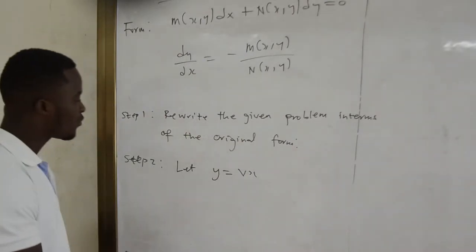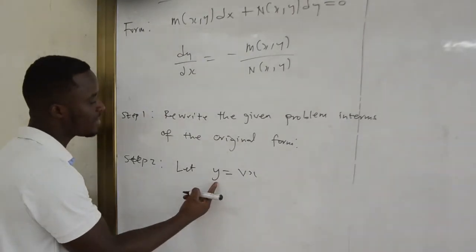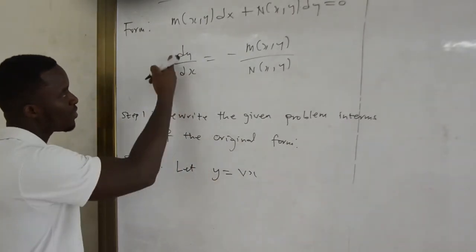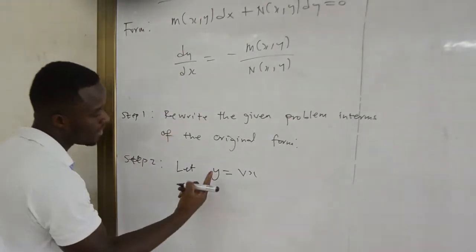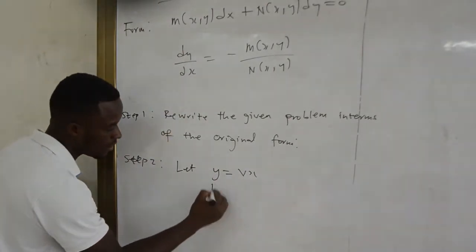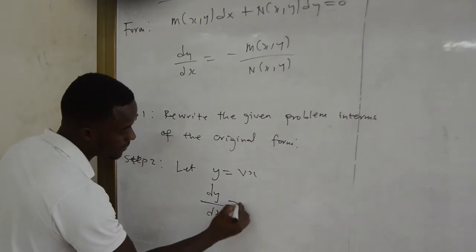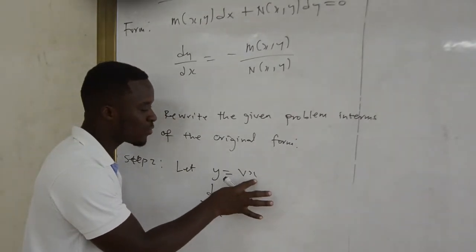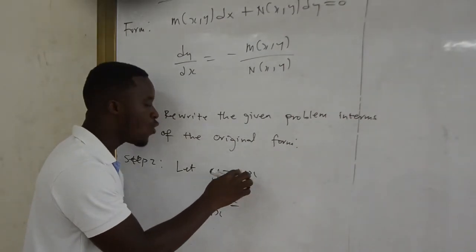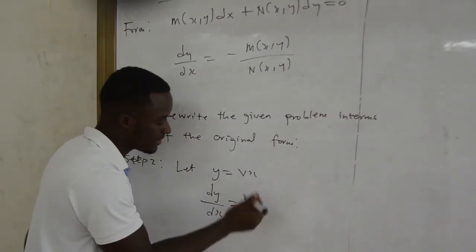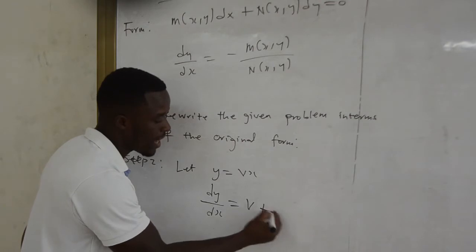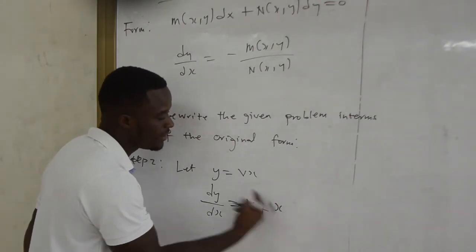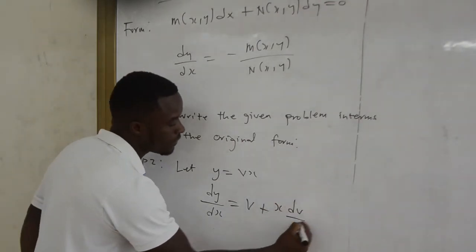So after letting your y be equal to vx, we'll differentiate this y with respect to x because we have the dy/dx. Then I'll have my dy/dx is equal to, here I'm applying the product rule. We hold this one, differentiate this one, plus we hold this one, differentiate. So first, I'll hold v and differentiate x. I'll get v. Plus, I'll hold x, differentiate v. So I'll have dv over dx.